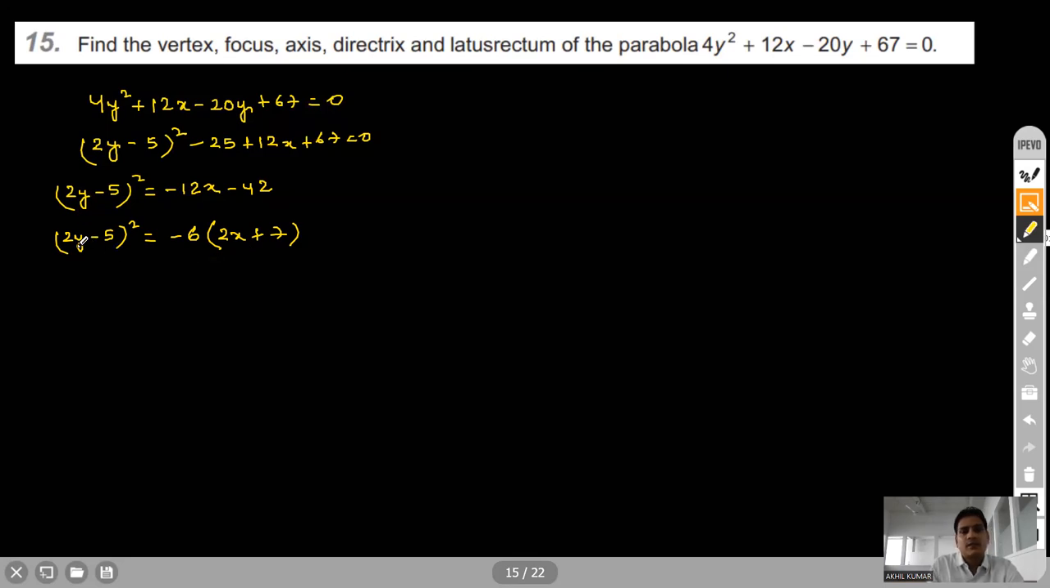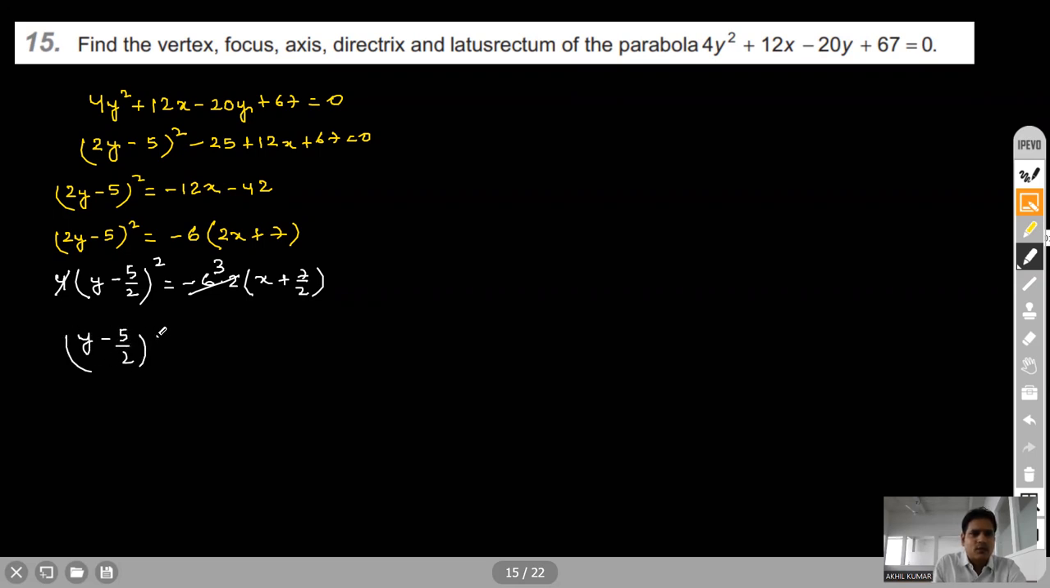But here we are not having the coefficients of y and x as 1. So for that, I am taking 2 common from this bracket. After coming out of the bracket, it will be in a squared form. So it will be basically 4 into (y - 5/2)² is equal to -6, and take 2 common from here, so it will be (x + 7/2), right? So 6 into 2, 12, so this will be minus 3. So finally, we got our equation of parabola as (y - 5/2)² = -3(x + 7/2). Hope this is clear to us up to this point.